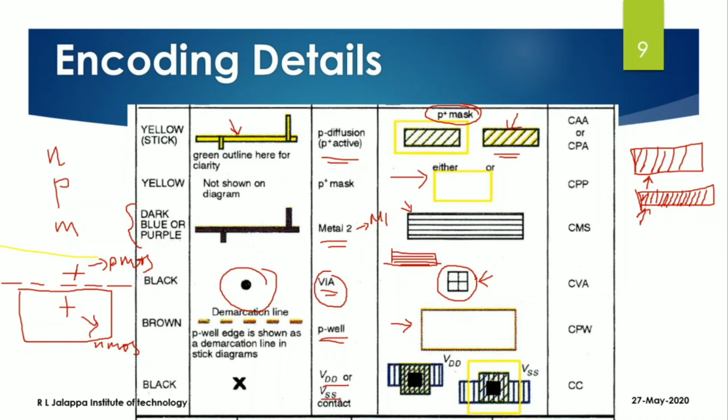Next, connection between VDD or VSS. You have a black X mark that can be drawn on VDD or VSS, or these are the contacts that are designed for VDD and VSS that you have to place on the given material. To connect VSS, you have to make use of P-type material. To connect VDD, you have to make use of N-type material.